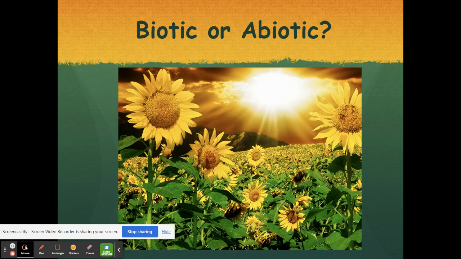Okay, and lastly, a field of sunflowers. Those are plants. Plants are alive. But look in the back. I see clouds, I see sunlight, clouds, sunlight, rocks in the mountains back there. Do you see that? Those are abiotic because those have never been alive.